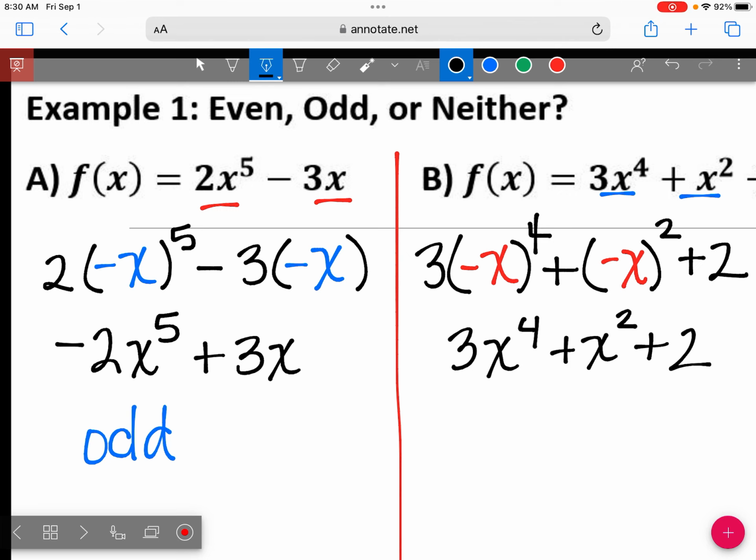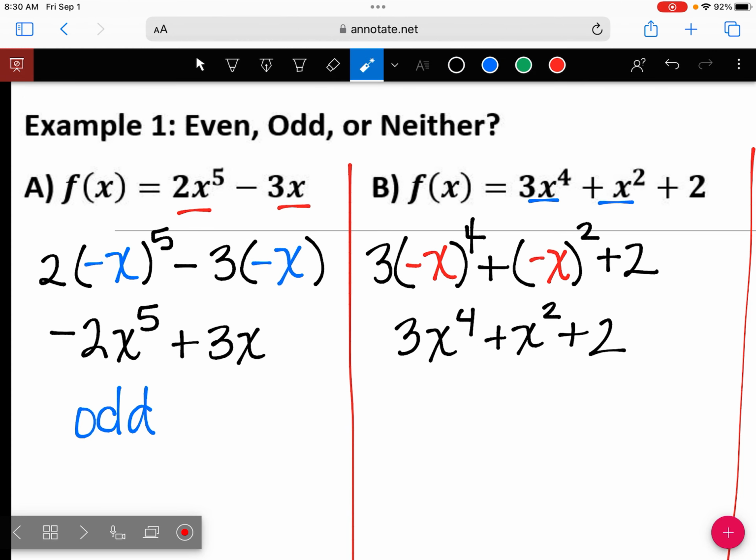So when you compare the function that we have now, when you compare this function to what we started with, is it the same? Is it completely the same, or is it opposite? It's the same, which means that this is even. This graph has symmetry with the y-axis.